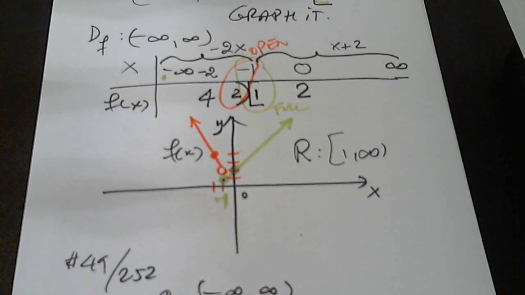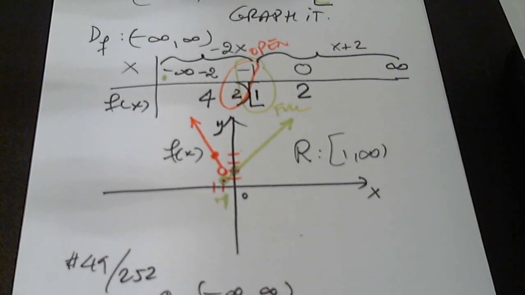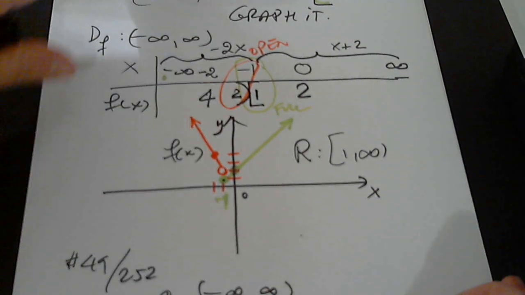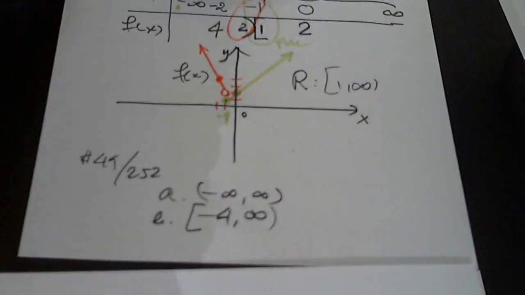The range of this function, from the lowest possible y value to the largest possible y value. Is it negative 4 to infinity? Excellent. Negative 4 to infinity with a bracket because the point exists at negative 4. Excellent. Part C: any x-intercepts, if they exist.